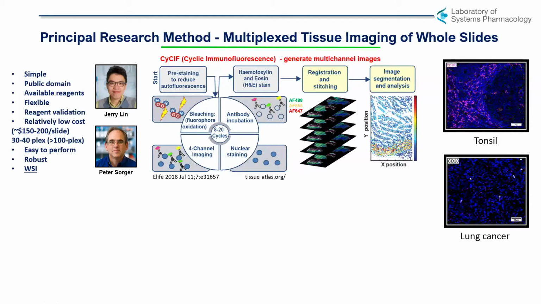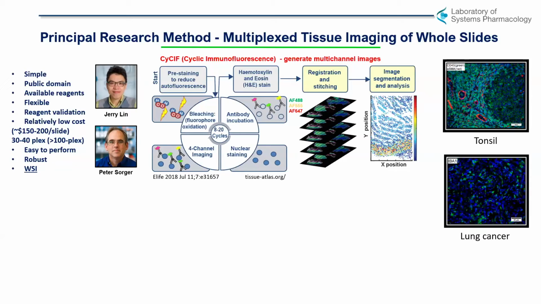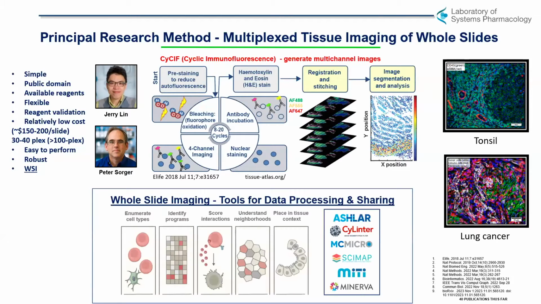The reason we like this method is that it's really simple. It's very affordable, about $100 to $200 per slide in terms of reagent costs. Everything's in the public domain, available. The reagents are widely available. You can change reagents mid-experiment if you see something you want to focus on further. We have methods for reagent validation, which I'll present in the next slide. It's easy to perform. We have anywhere 15 to 20 people in the group at the LSP doing imaging at one time, and it provides us with whole slide imaging.